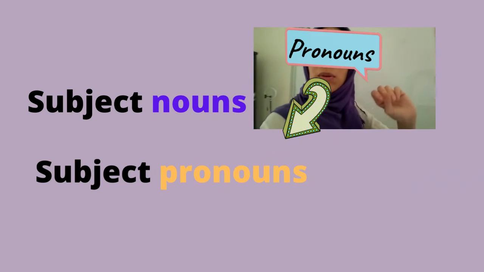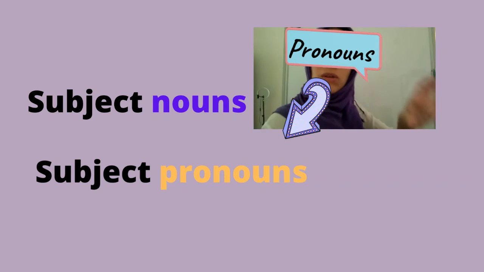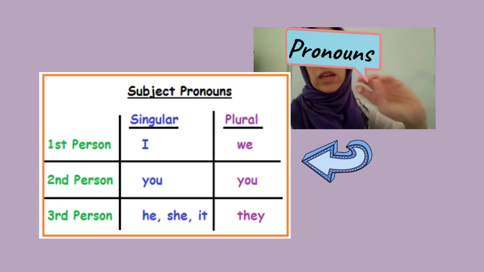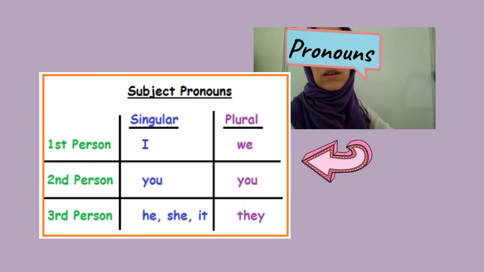So this is how you can use subject noun and subject pronoun. All you need to do, you need to look at the first subject of the sentence. If it's singular noun, then change it to he, she, or it. But if it's a plural noun, then change it to they, we, or you. Alright, so this is how you can do it.